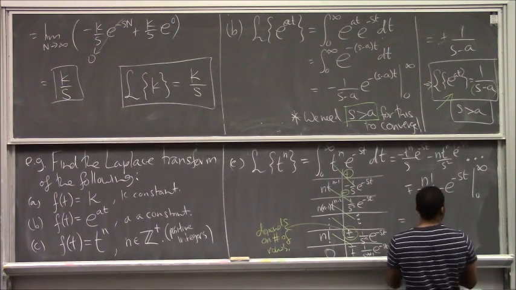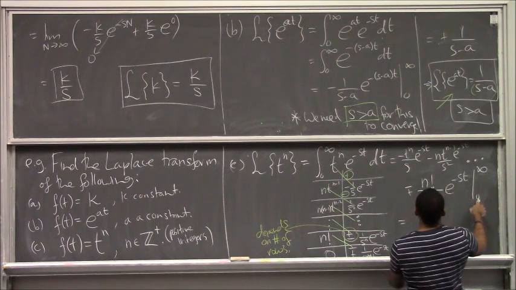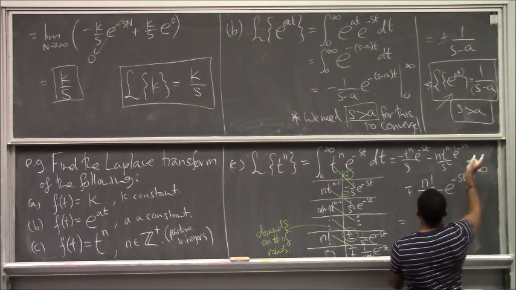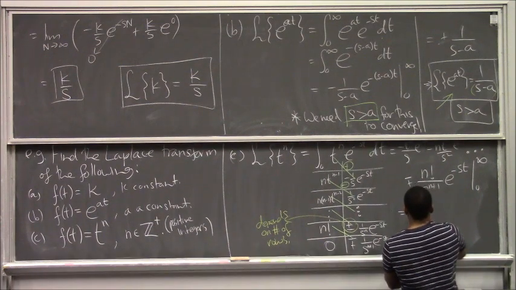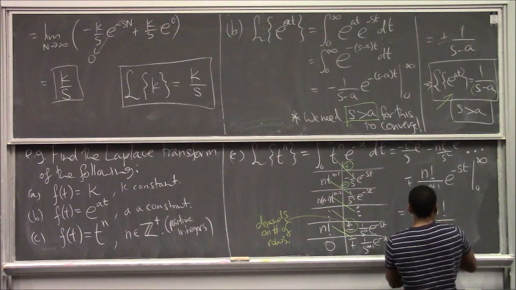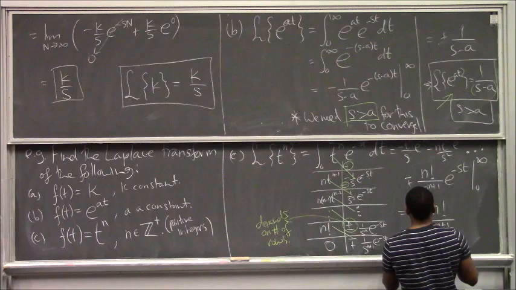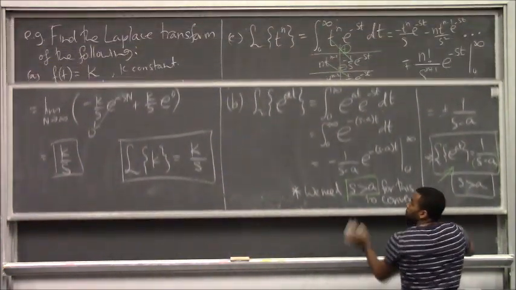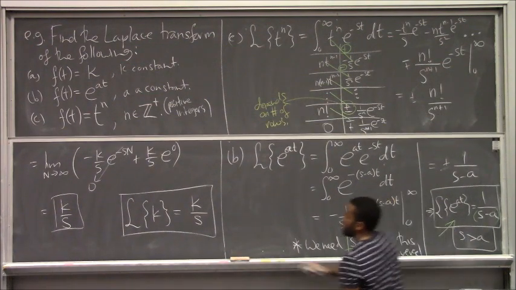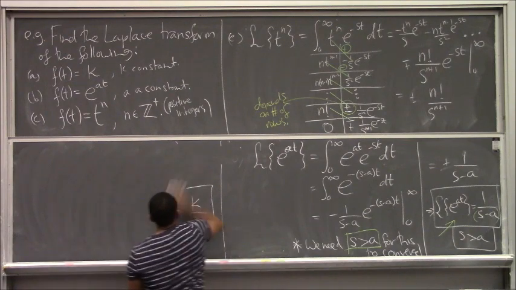Okay. So, now, if I plug in zeros, what's going to happen? Everyone with a t is going to die, right? Because I'm just plugging t equals 0, and the e to the 0 is going to be 1. So I'm going to end up with the n factorial over s to the n plus 1. That's going to be good. Okay, so that's going to be that.